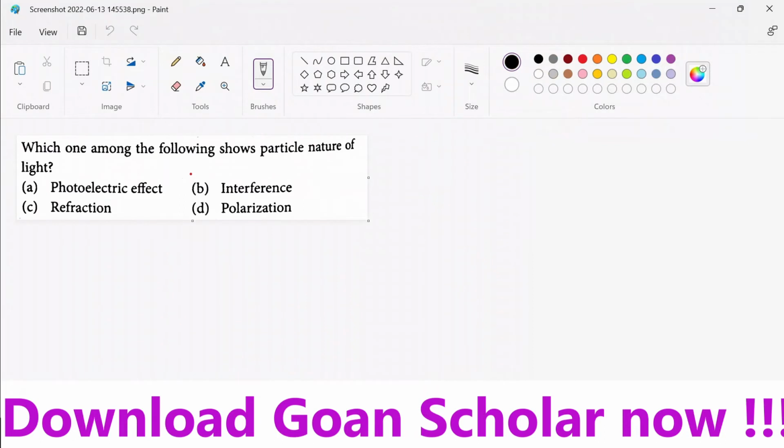Let's move to the 7th question. So the 7th question is over here. Which among the following shows the particle nature of light? Now this is for all of you. Very common question, a million times asked question. Which of the following shows the particle nature of light?